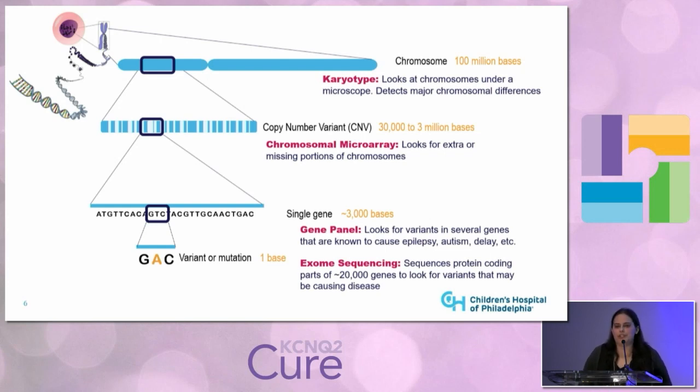We're looking at most or all of the genes to try and assess if there are misspellings in the genes. And this is often a test that is ordered when there are many different genes that can cause a given symptom in a child, and we're trying to kind of cast a wide net.